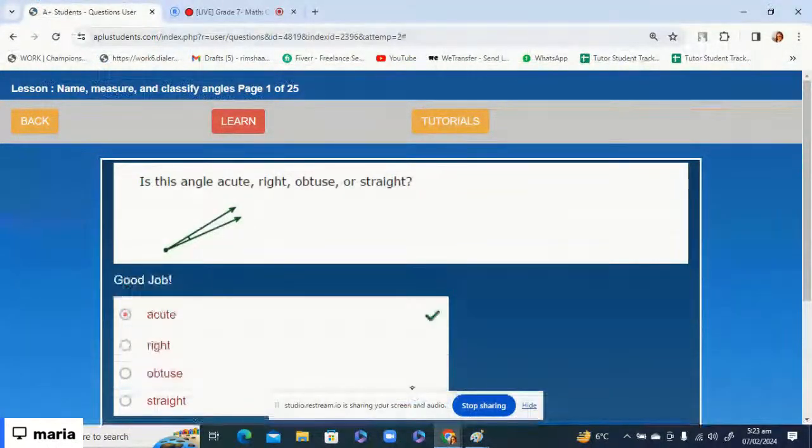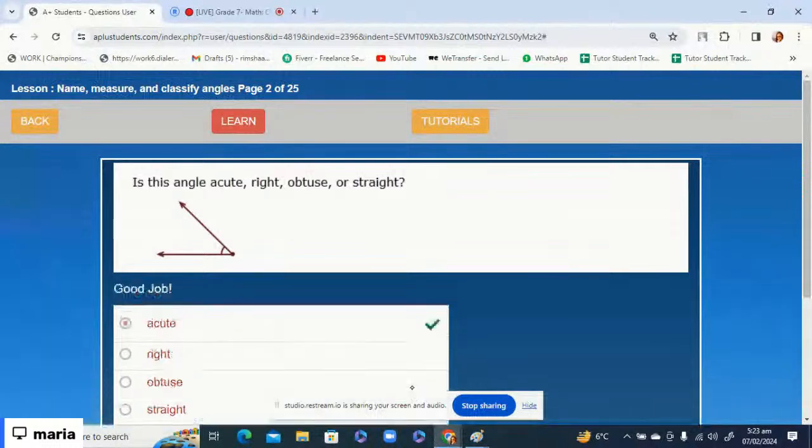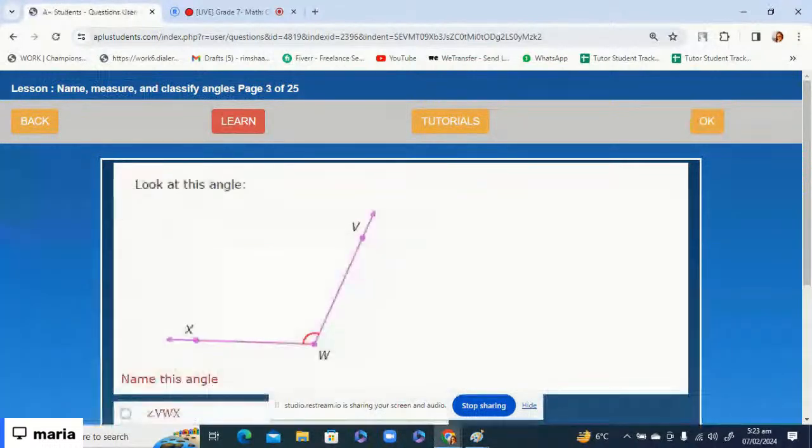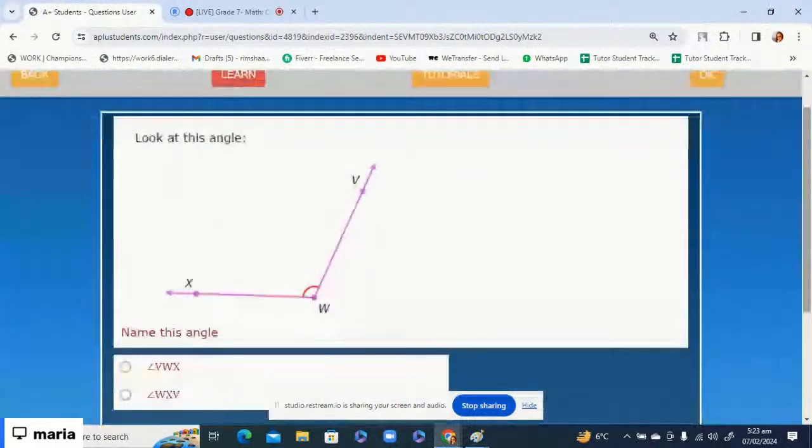Let's check our answer. So is this angle acute, right, obtuse, or straight? We already discussed this question in the lesson. This is acute again. Now look at this angle. So name this angle. We just name that angle and all those things. So how can we name it? We just check this.